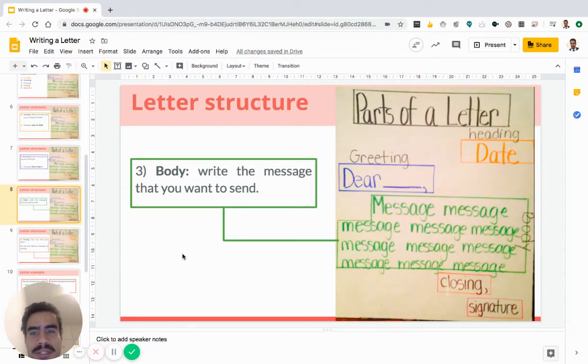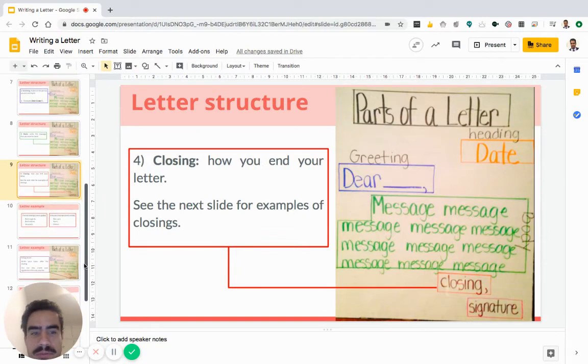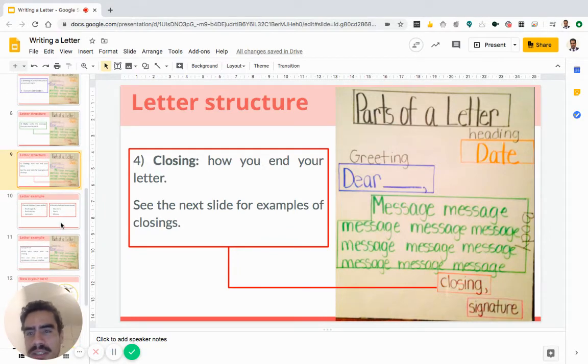Then after the greeting, the third part of the letter is the body, which is in green here in the example. The body is all the message that you want to send. After you finish all the message, we will go to the closing, which is in red here in the example. The closing is important to end our letter. So in the next slide, we have some examples of words that you can use to close a letter.